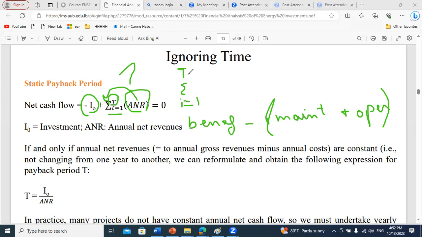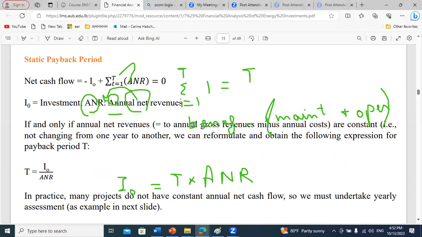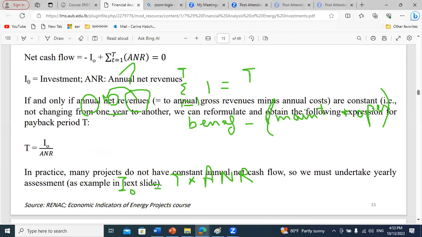But in case it's constant, we can take the annual net revenue as a factor, and the sum from 1 to T will be equal to T. And then we can say that I0 is equal to the number of years times the annual net revenue. So it's a very simple relation. And then we can get the value of T, which is the initial investment over the annual rate of return. But in practice, the majority of projects will not have a constant annual net revenue. It will vary with years. And in this case, we'll develop another method in order to calculate the payback period.